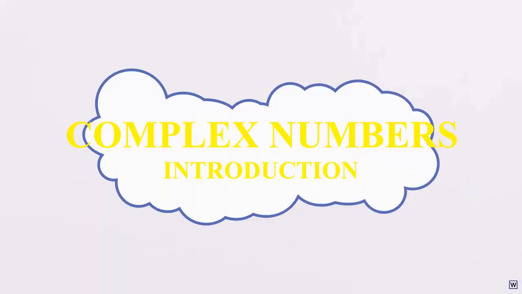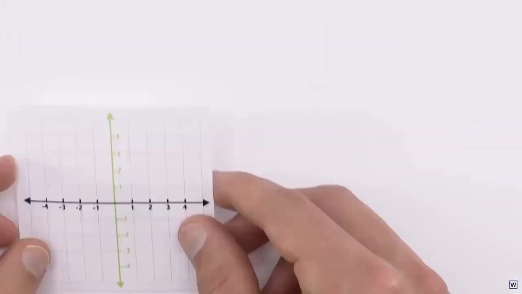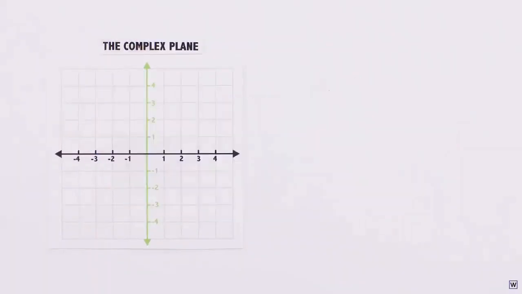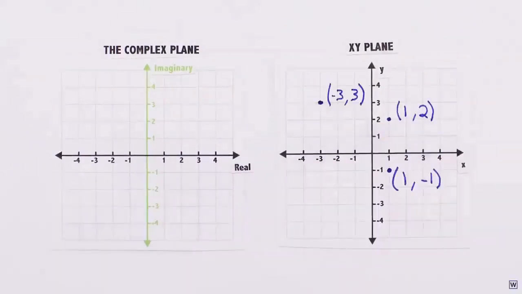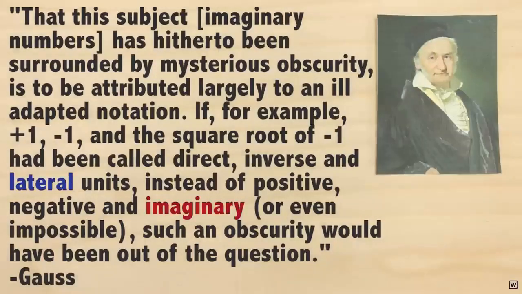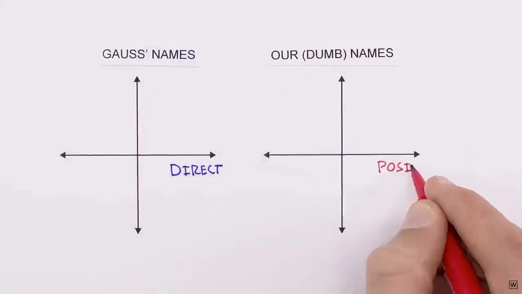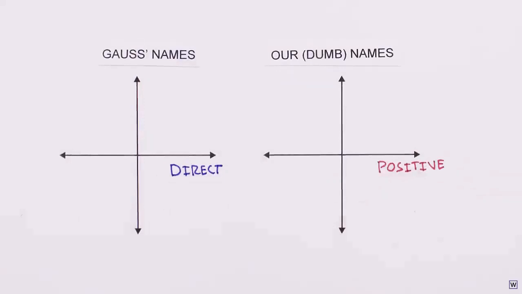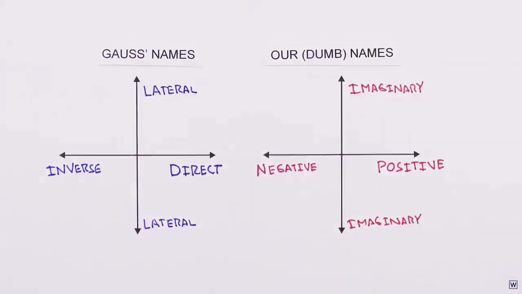We arrived at an incredibly powerful tool in mathematics, science, and engineering, the complex plane. The complex plane is an extension of the number line where we include the imaginary dimension vertically. Just as we can plot xy coordinates on the xy plane, we can plot complex numbers on the complex plane. This arrangement is why Gauss preferred the term lateral over imaginary and inverse instead of negative. Gauss suggested that we should call the numbers to the right of the origin direct, the numbers to the left of the origin inverse, and the numbers above and below the origin lateral.